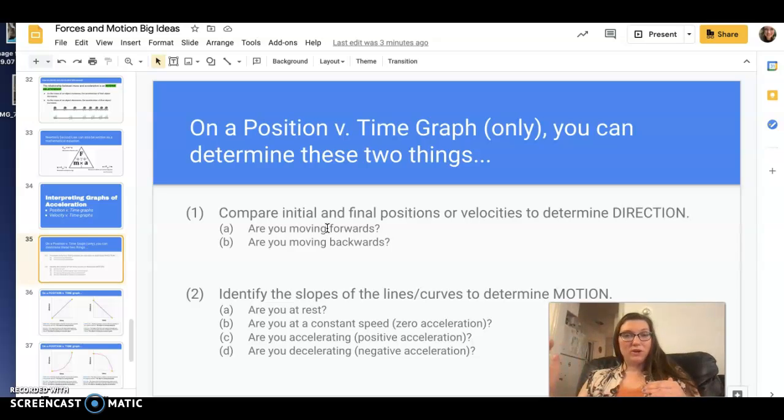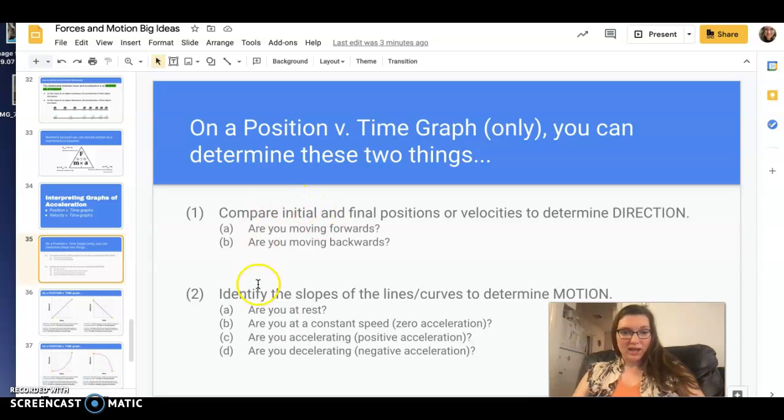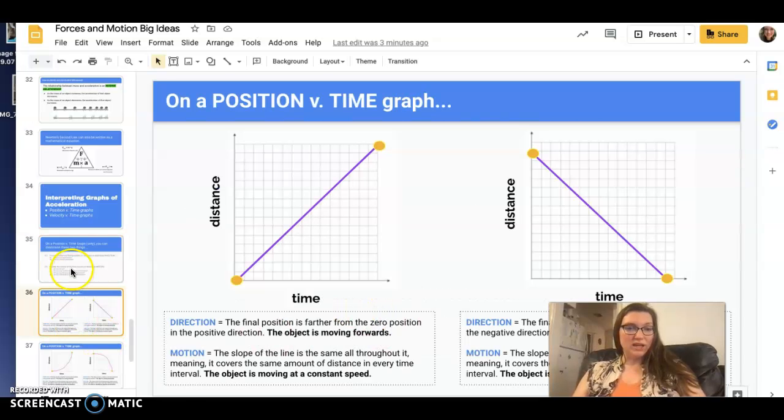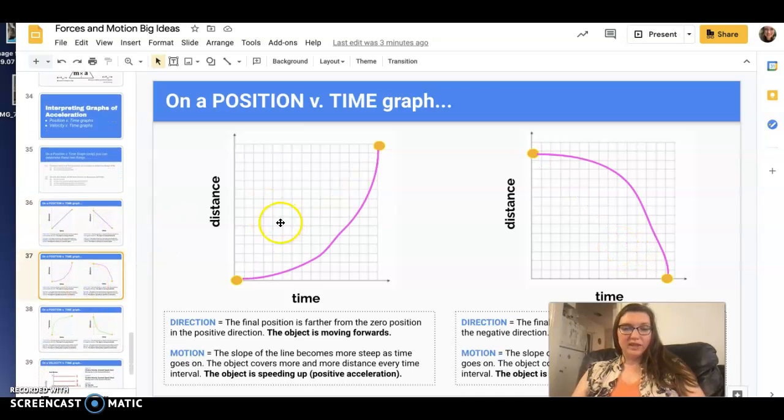Is it going forwards, or is it going backwards, or is it holding still, or is it moving at a constant velocity? What's it doing? And then from there, you can figure out, is there any acceleration? Is it going faster or slower at a constant rate? So this object is moving forward at a constant rate. This object is moving backwards at a constant rate. And I can tell because those lines are straight.